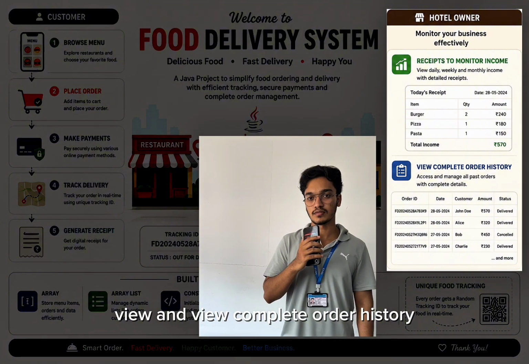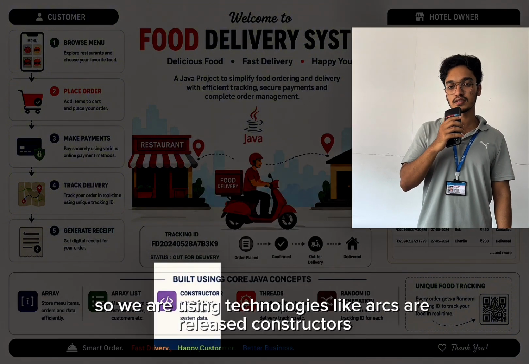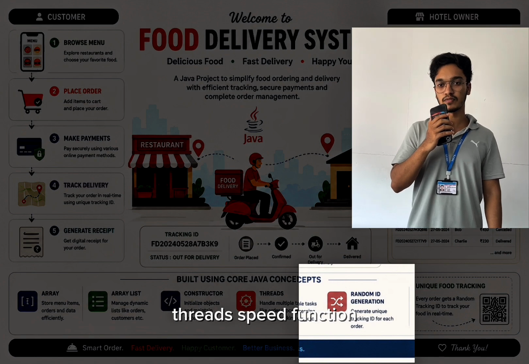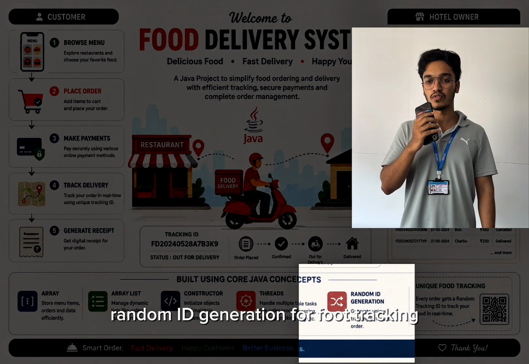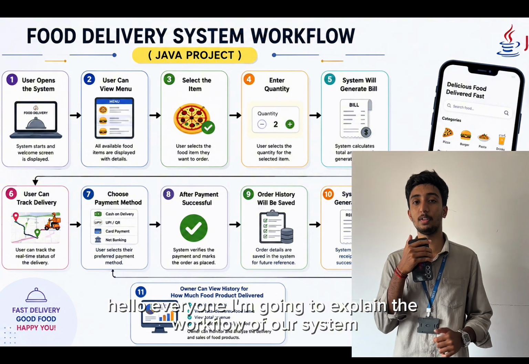view complete order history. So we are using technologies like arrays, ArrayList, constructors, threads, sleep function, random ID generation for food tracking.